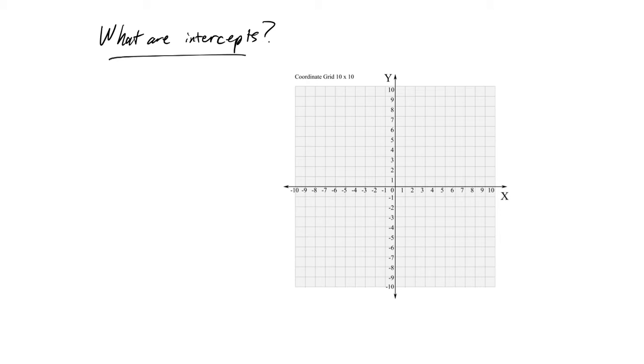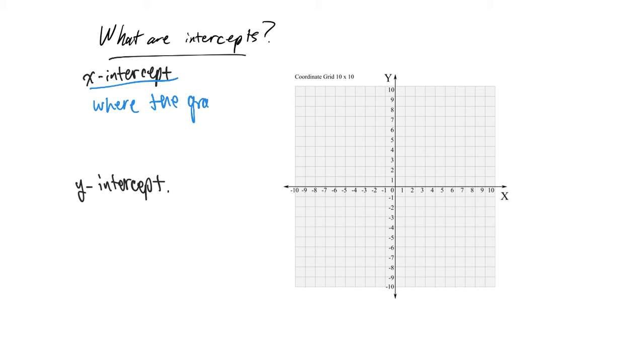So what are intercepts? Well, we have two. We have the x-intercept, and then we have the y-intercept. I should probably start color coding these. I like blue for x. The x-intercept is where the graph crosses or intersects or intercepts the x-axis. Makes sense, right? And this is the x-axis.